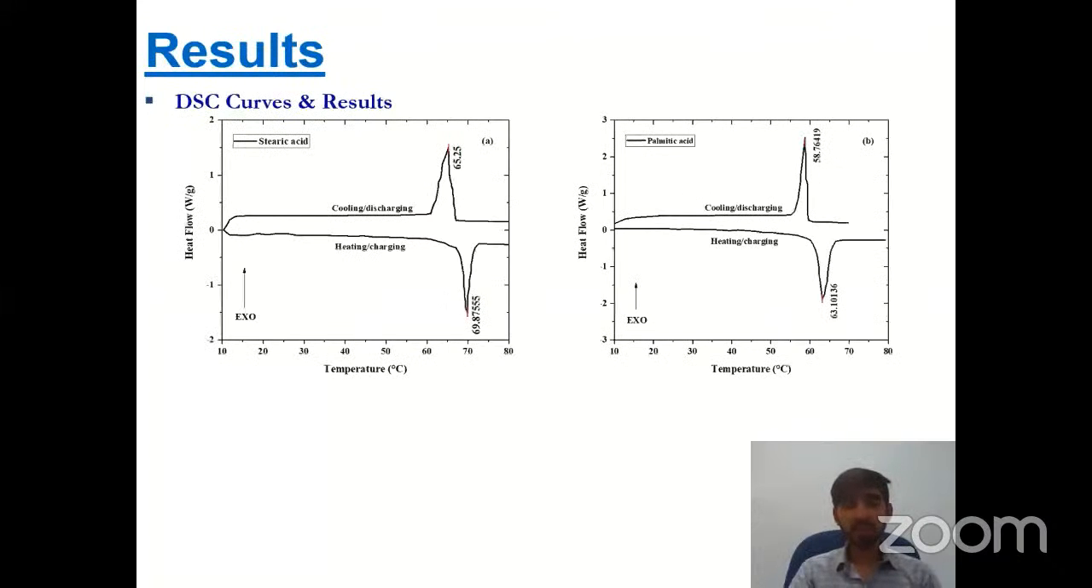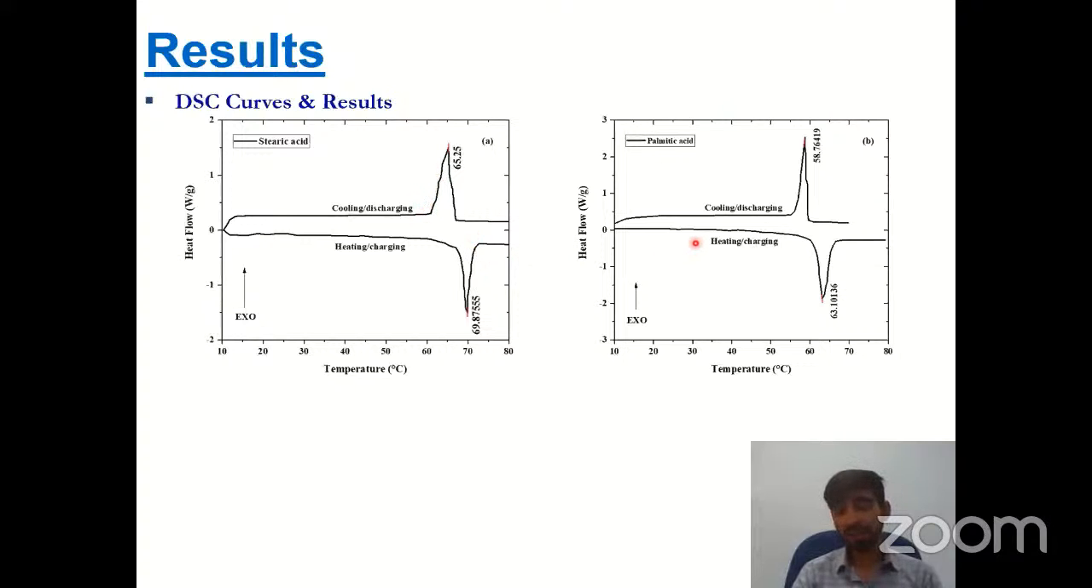The DSC curves, meaning the results obtained from the DSC analysis, are presented here. This is the DSC curve for stearic acid, and this one is the DSC curve of the palmitic acid. The upper curve shows the cooling or discharging process, and the lower curve shows the heating or charging process. And this point is the peak temperature, and this is the onset and offset temperature.